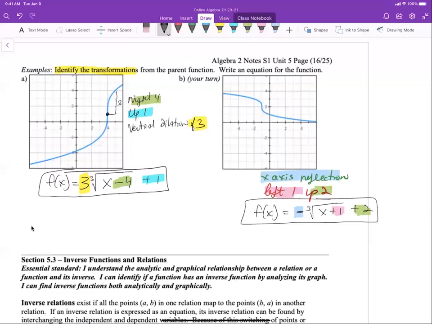Okay, so for those of you who thought maybe it was a y-axis reflection, which is acceptable, that would just look something like this. Same thing, would have gotten the same answer.